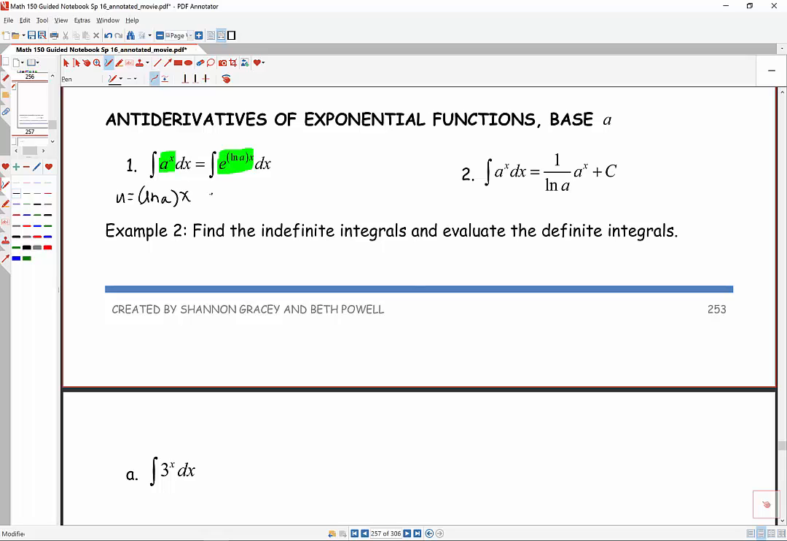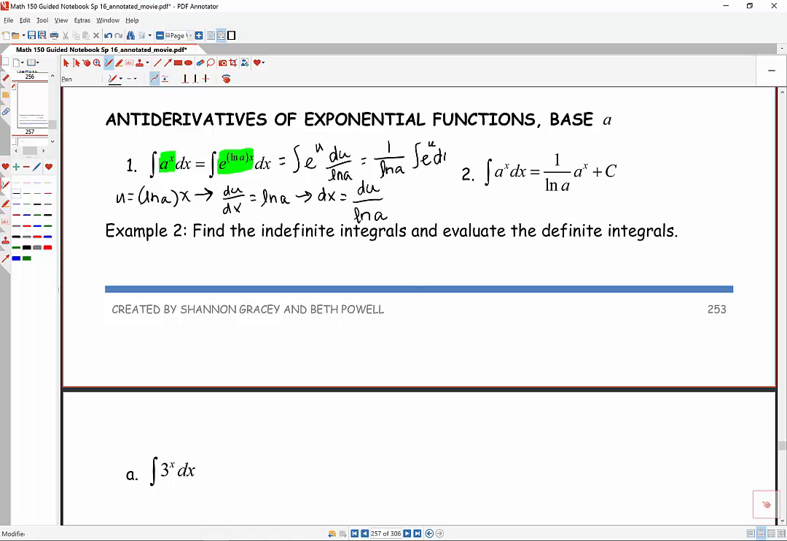So then du dx would end up being what? Good, natural log of a. So if you isolate your dx, dx would be du over natural log of a. So if we back substitute here, this would give us what? e to the u, good, and then we'd have our du over natural log of a, which would give us 1 over natural log of a times the integral of e to the u du.